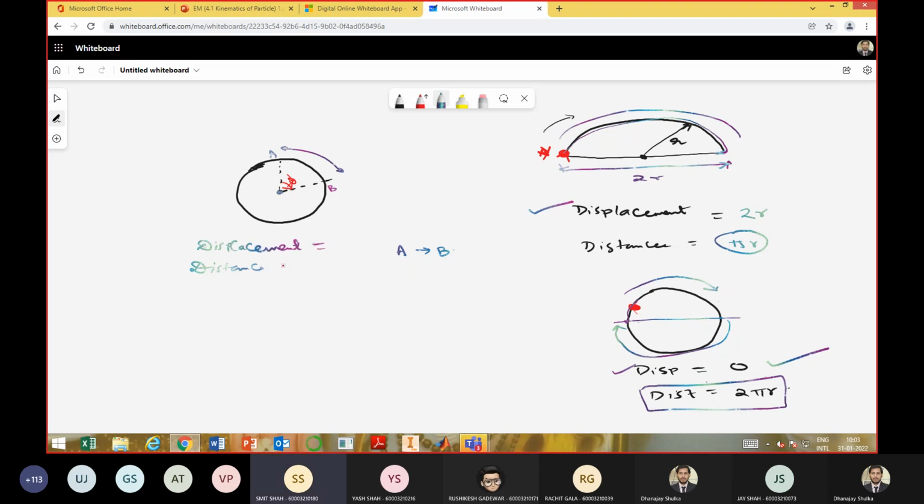Sir, distance is 2 pi r into theta by 2 pi. Just tell me what will be the value here? Distance is r theta. Simply, distance will be the length of this arc, that is r into theta. And theta, always remember, this will be in radians.